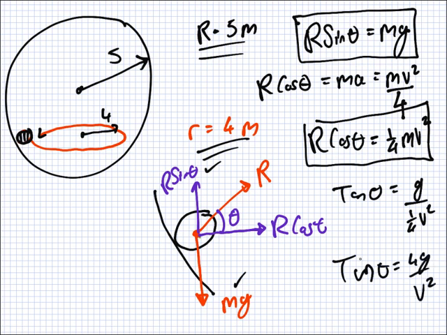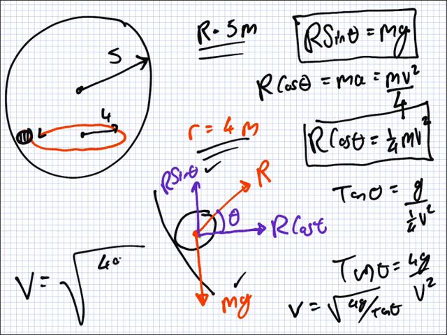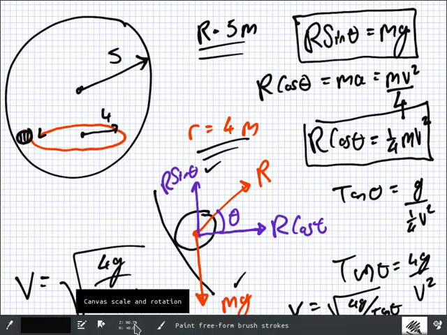Now remember, I'm looking for the v. So v will equal the square root of 4g over tan theta. Do we know 4? Obviously. Do we know g? Obviously. So if we knew tan theta, we would be finished. But we can know tan theta.